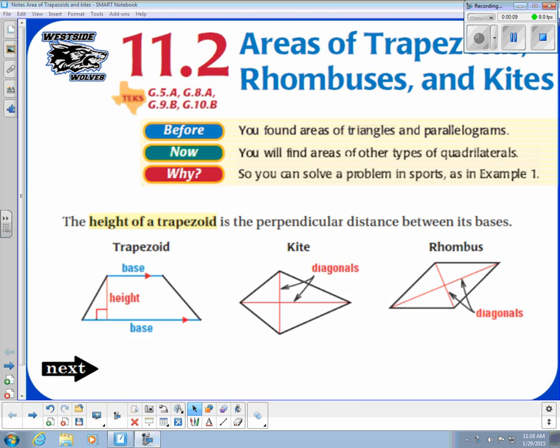Today we're going to learn about finding the areas of trapezoids, rhombi, and kites. Some people say rhombuses instead of rhombi, but I'm going to use the word rhombi. I like it, it's better. So first, a little information for you.